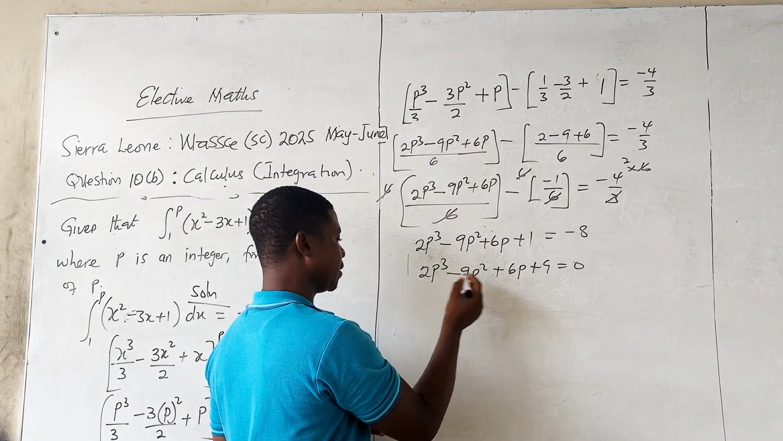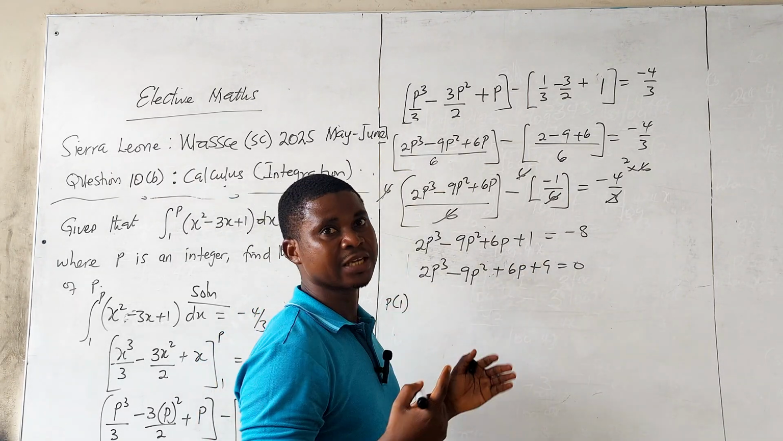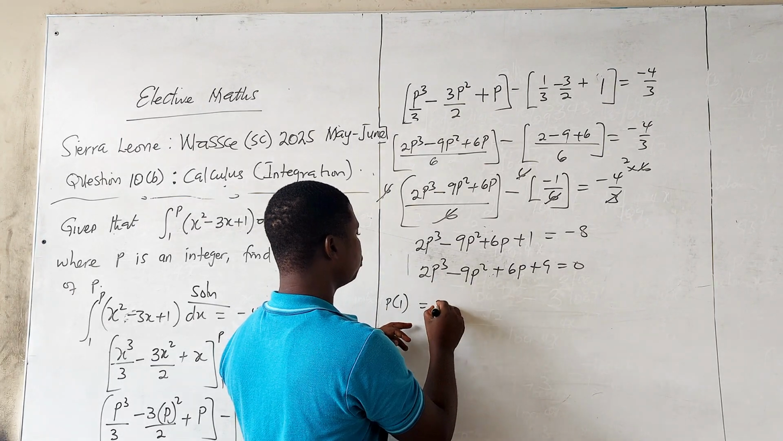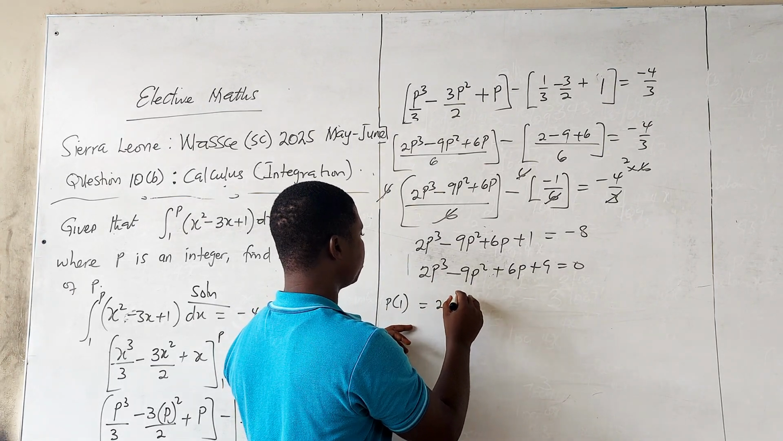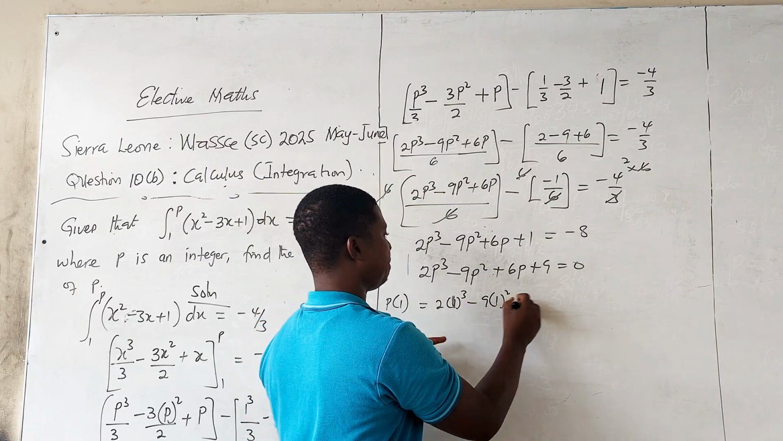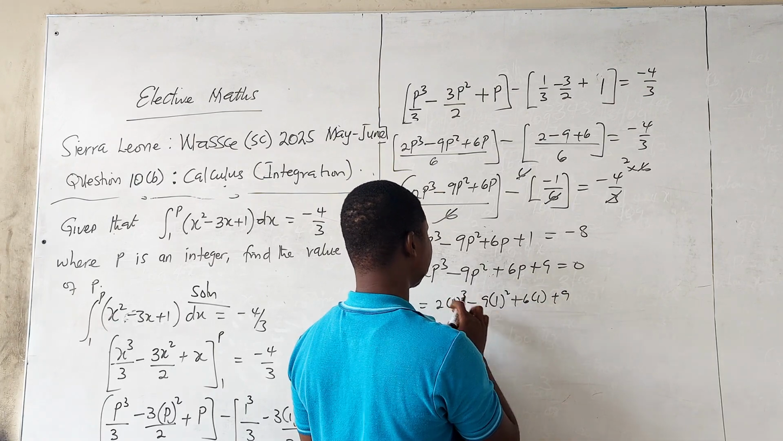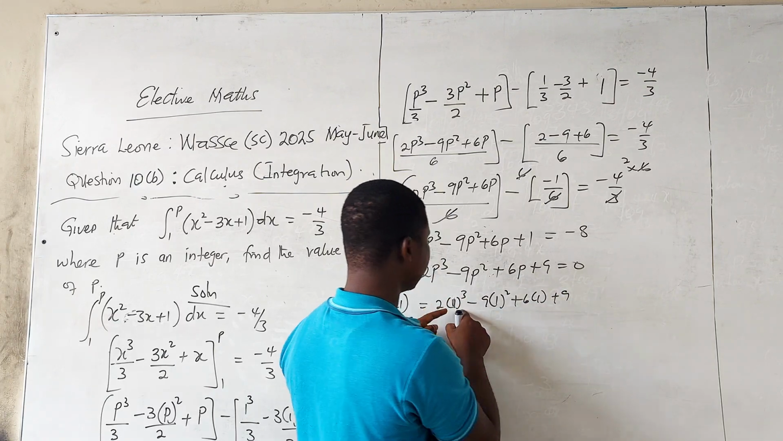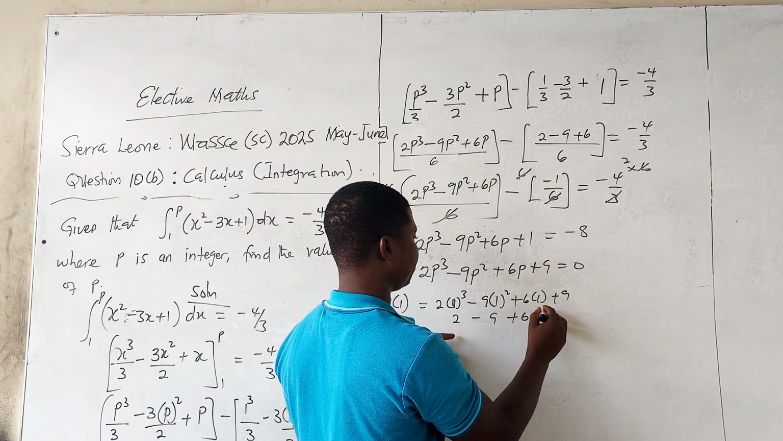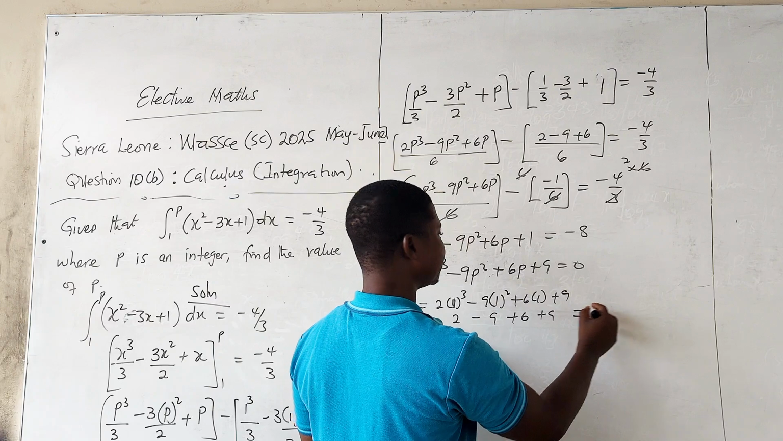So let me use P of 1. When I substitute and I'm getting 0, it means it's a factor. So P of 1 will give me 2 times 1 cubed minus 9 times 1 squared plus 6 times 1 plus 9. So this will give me 2 minus 9 plus 6 plus 9, and I will not get 0, because I'll get 8.